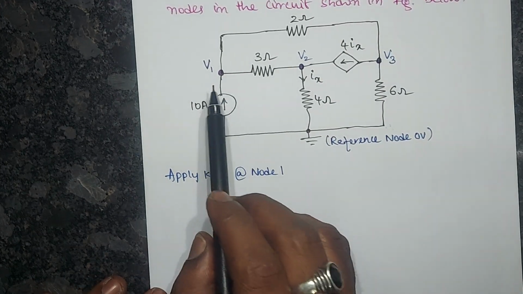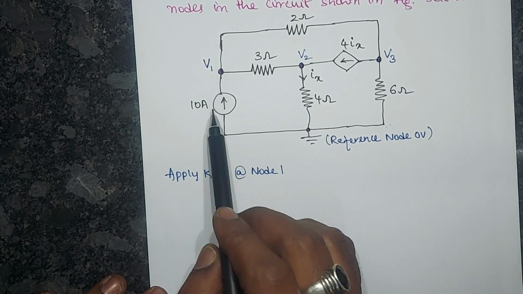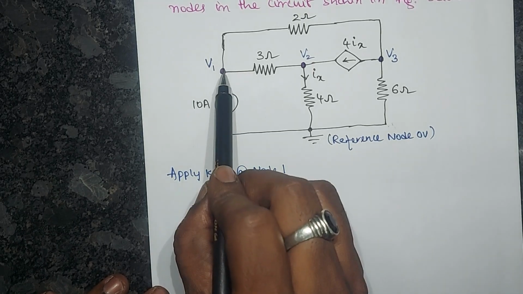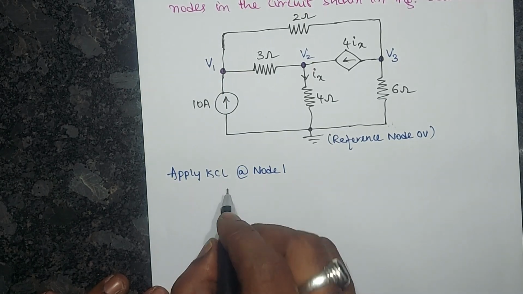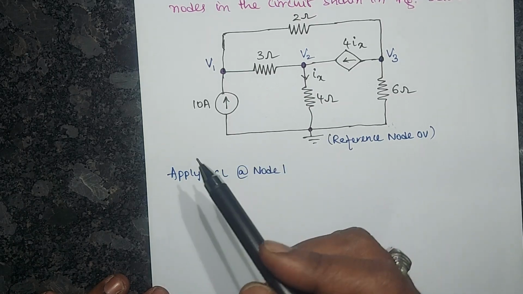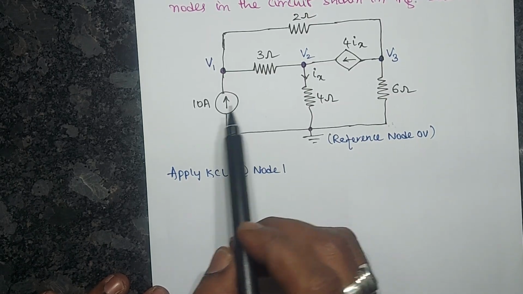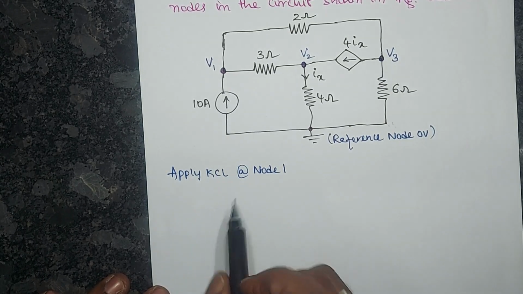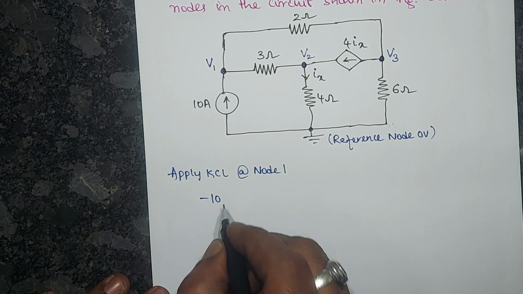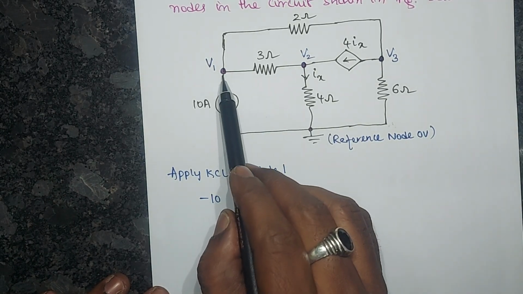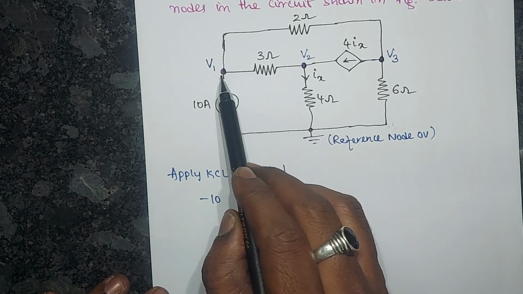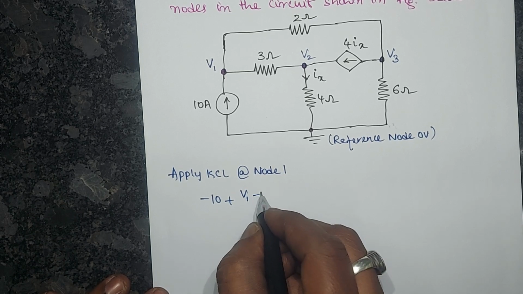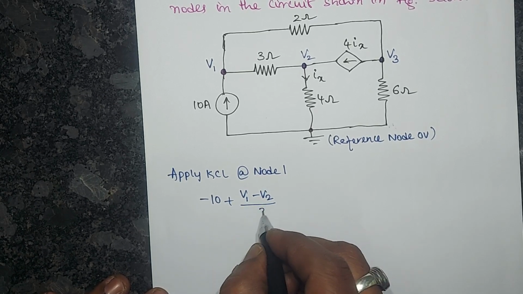We have to identify the currents at this node. Here the 10 amperes is entering into the node, so we will assign minus polarity. In the last video lecture, I explained how we consider the current directions. It is entering the node, so minus 10 amperes. Next, the 3 ohm is connected between the potentials V1 and V2, so the current is V1 minus V2 divided by 3.